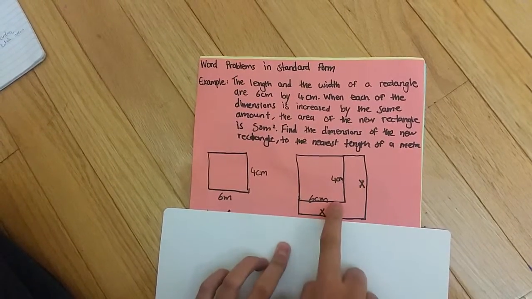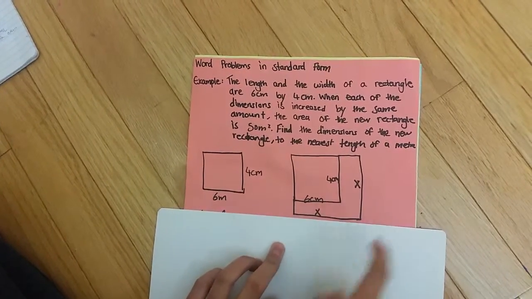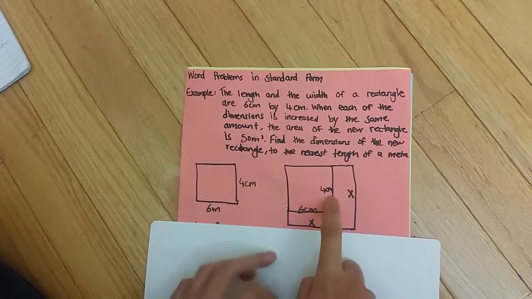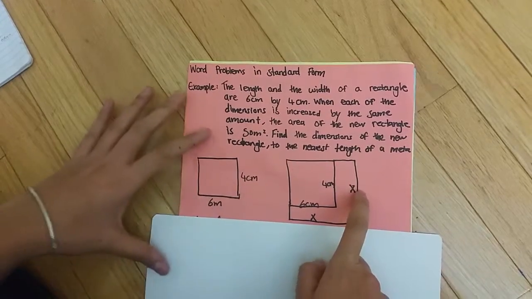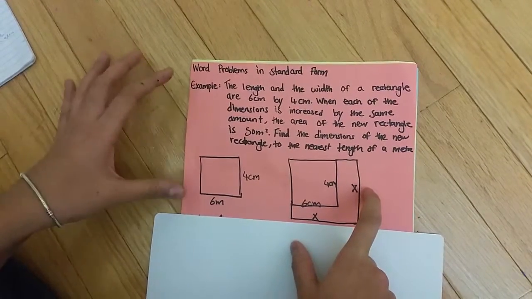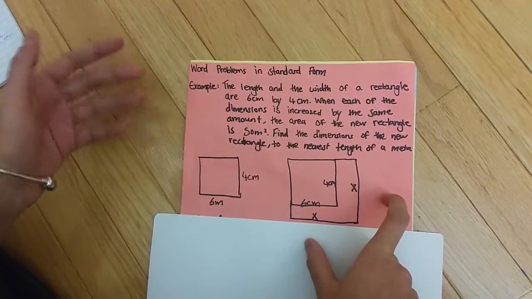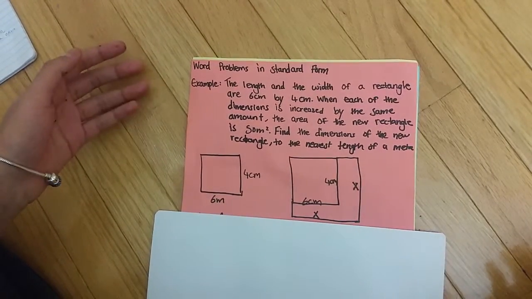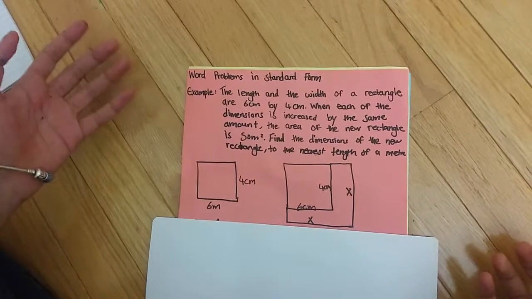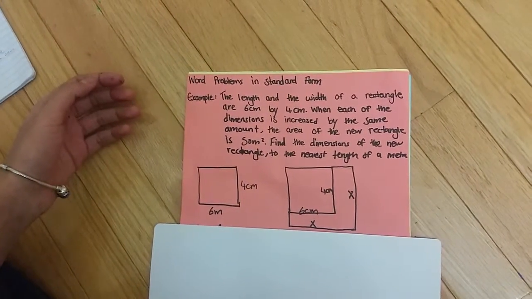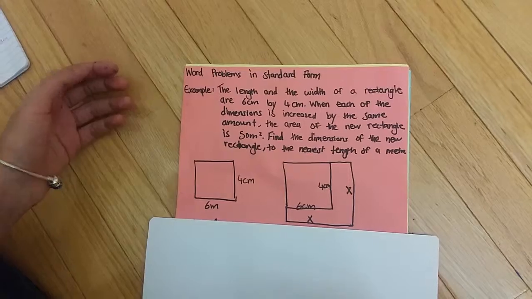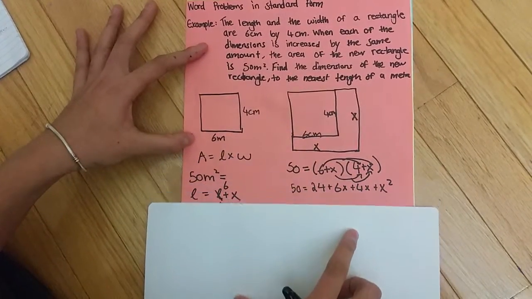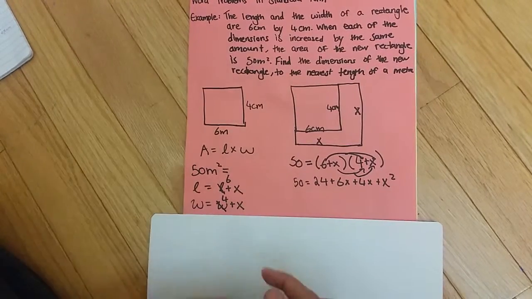So 6 centimeters, which is the length, is increased by x. 4 centimeters is increased by x again. And x is our variable because they're both increased by the same amount, and it's common sense in a word problem or any sort of problem in math. You usually have to find an x, so you always need a variable, so one side always needs to be x. So now for our equation and for some algebra.